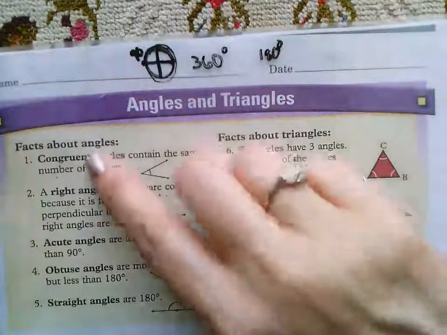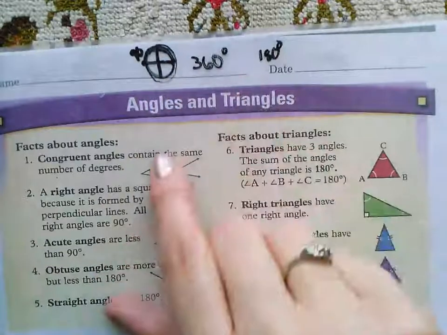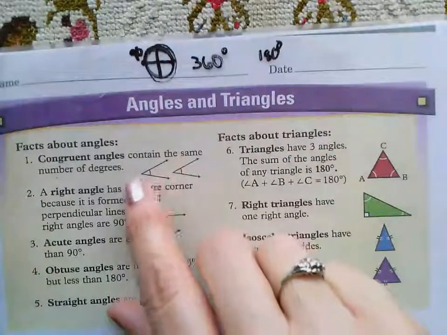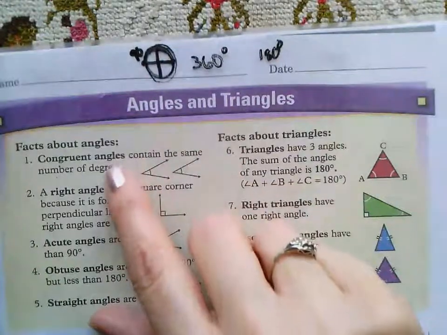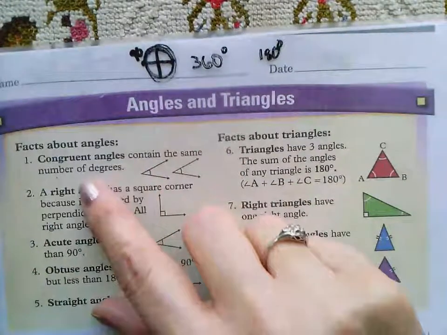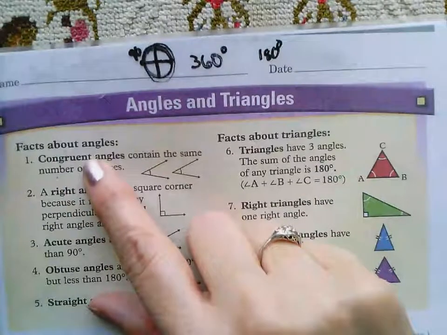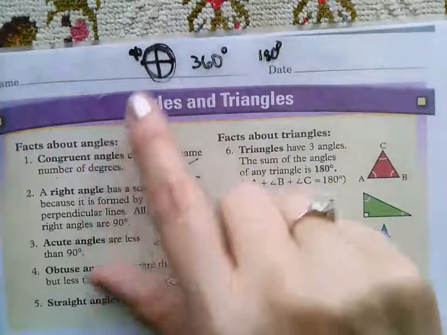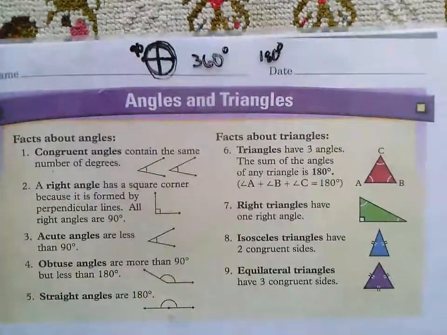So let's go back over here. Any angles that, if you measure them, have the same number make the same size opening. Remember, the rays go forever here. So that gives them the same shape and the same size. We know same shape and same size are called congruent angles. A right angle has a square corner because it's formed by perpendicular lines. All right angles are 90 degrees.